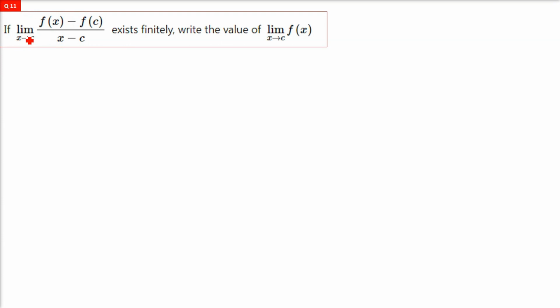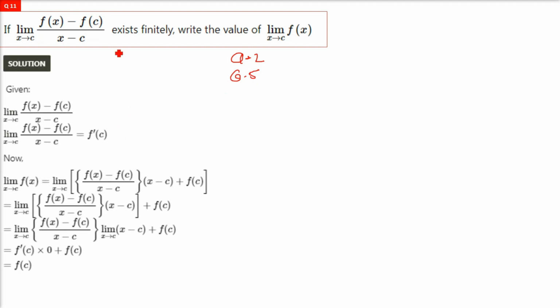If limit x tends to c, f(x) minus f(c) divided by x minus c exists finitely, write the value of limit x tends to c f(x). So the same exercise which we are doing, question number 2, question number 5. Both the questions I told you how to solve it. I actually solved it for you. So what is the value of limit x tends to c f(x)? It is going to be f(c). That we already proved. So just refer to that question. I hope you will be able to refer to it, okay? You just have to go to that question and see how we solved it actually.